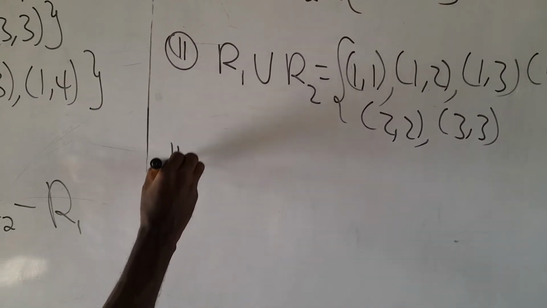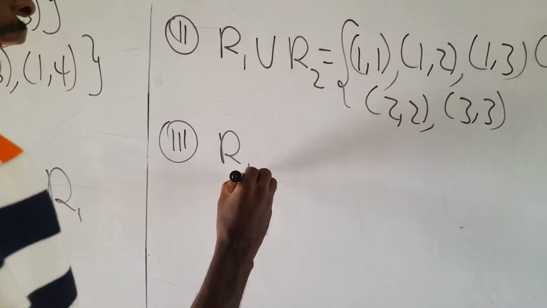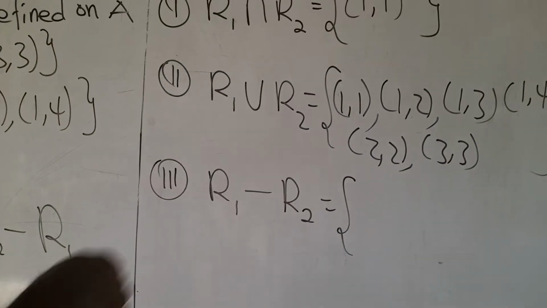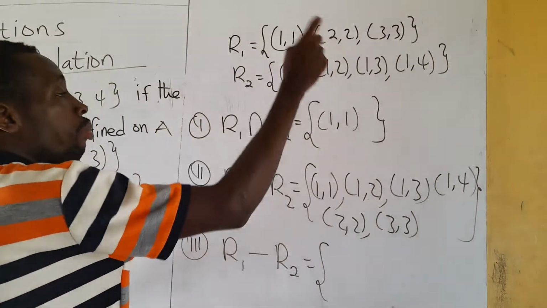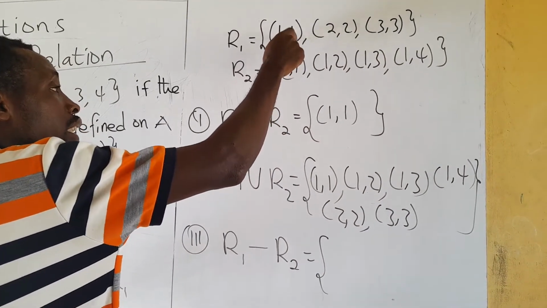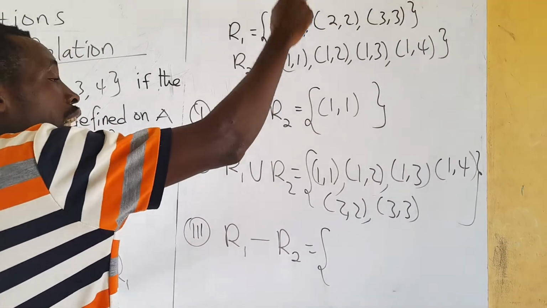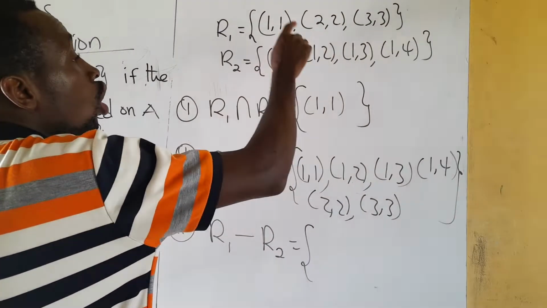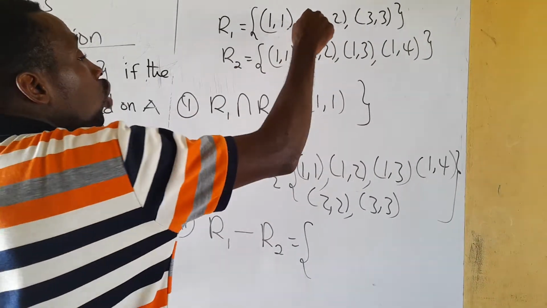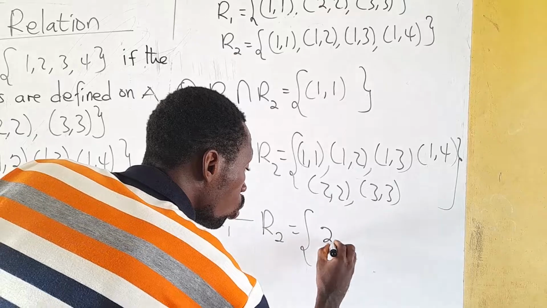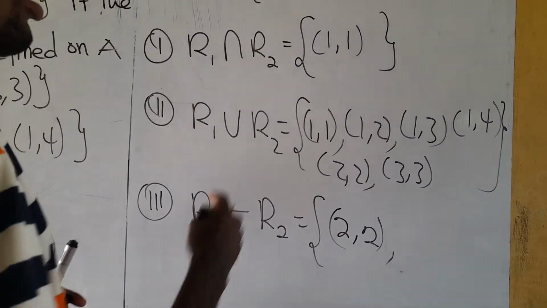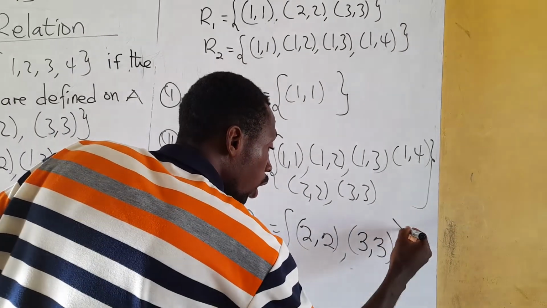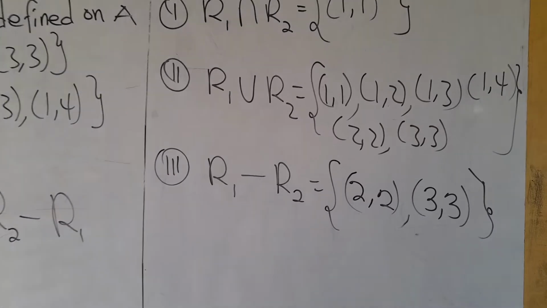So the third one, we should find R1 difference R2. So what is R1 difference R2? The ordered pairs that are in the first relation, but cannot be found in the second relation. So which pairs are those? (1,1) is here, (1,1) is here, so we won't select that. (2,2) is here, (2,2) is not there. So (2,2). (3,3) is here, (3,3) is not there. So (3,3). Then this becomes R1 difference R2.